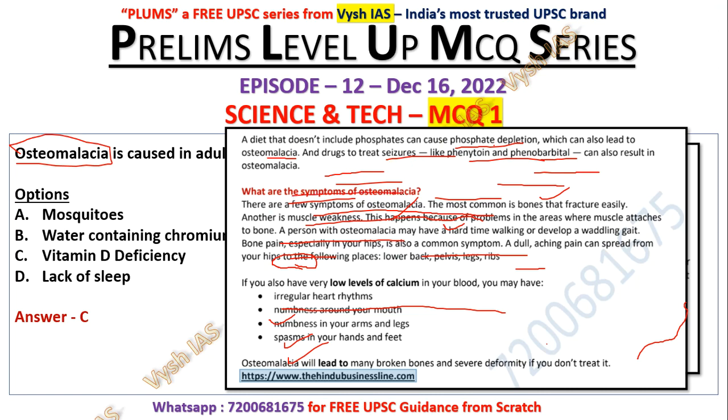Symptoms: easily fracturing bones, and whenever your bone is weak, that is when you understand you are moving towards this particular condition. Bone pain and body pain will be there. If you have a very low level of calcium in your blood, you may have irregular heart rhythm, numbness around your mouth, numbness in your arms and legs, spasms in your hand and feet. It will lead to broken bones and severe deformity. So this is question number 1 for today.